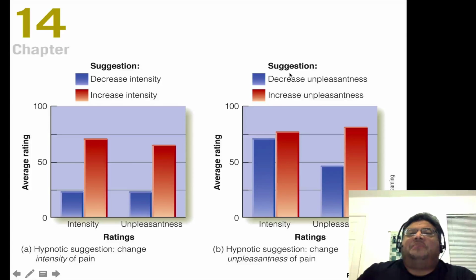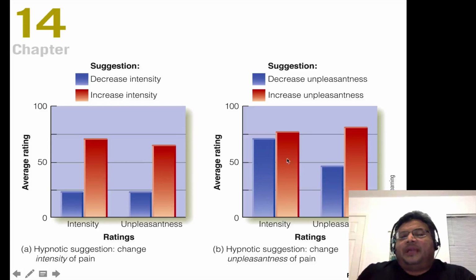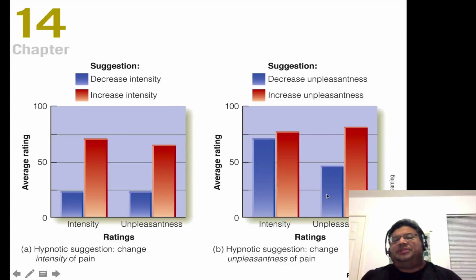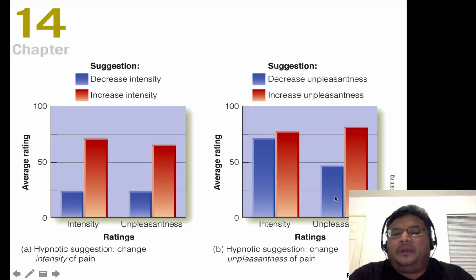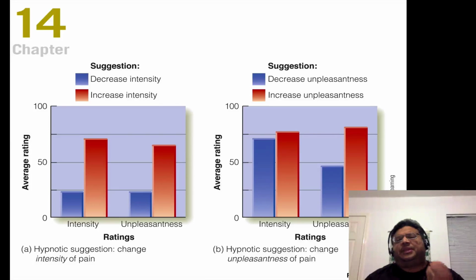So then we say decrease the unpleasantness, right? So you're not suffering as much, or you're suffering even more. Notice it didn't change the intensity, but it changed the unpleasantness. When we told them to decrease the unpleasantness, the unpleasantness went down, but the intensity stayed about the same. And this is really interesting because it tells us that we have separate mechanisms that regulate the cognitive subjective feeling of unpleasantness versus the actual perception of the intensity of the stimulus.